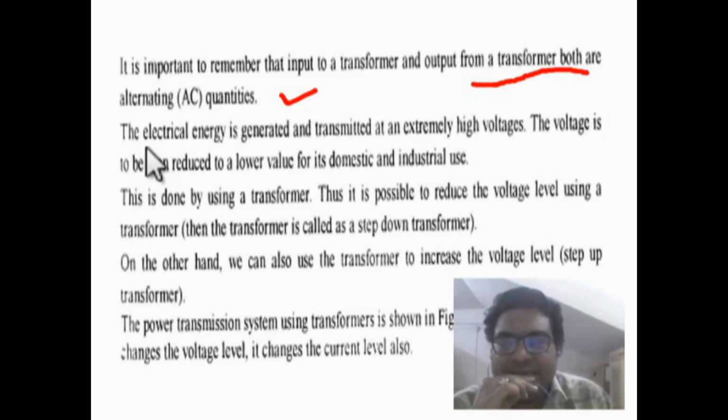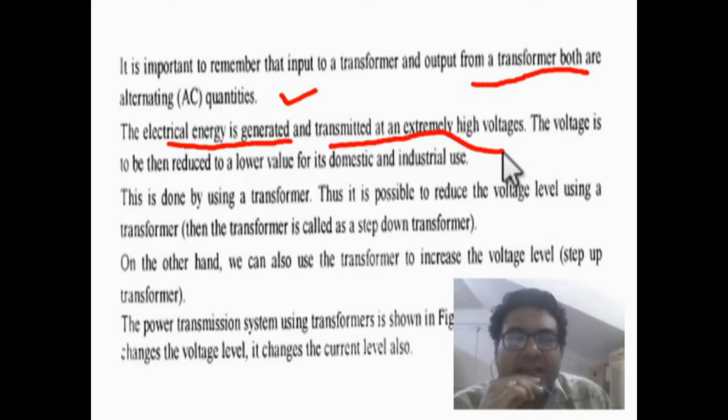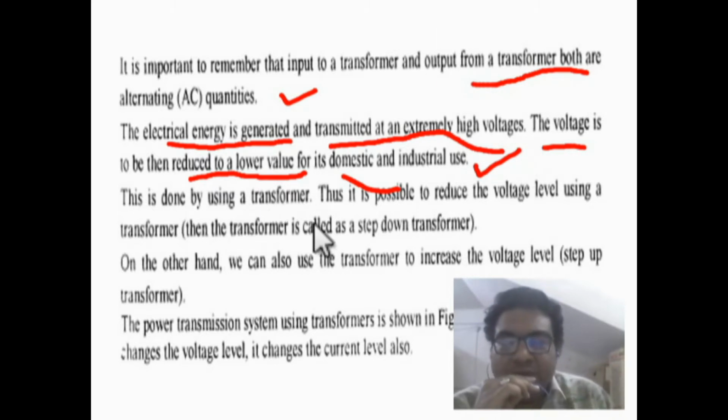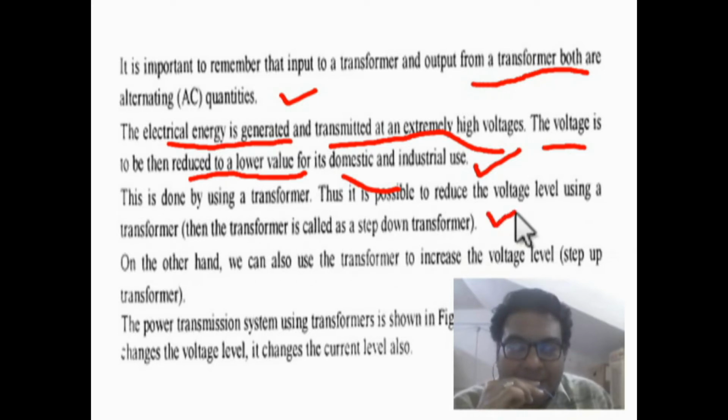Then see the second sentence. The electrical energy is generated and transmitted at extremely high voltages. So the voltage is then reduced to a lower value for domestic and industrial use. So guys, you can see here we will discuss according to function. There are two main types of transformer according to function. This is done by using a transformer. It is possible to reduce the voltage level using a transformer. Then the transformer is called a step down transformer. So guys, here there are two types of transformer.